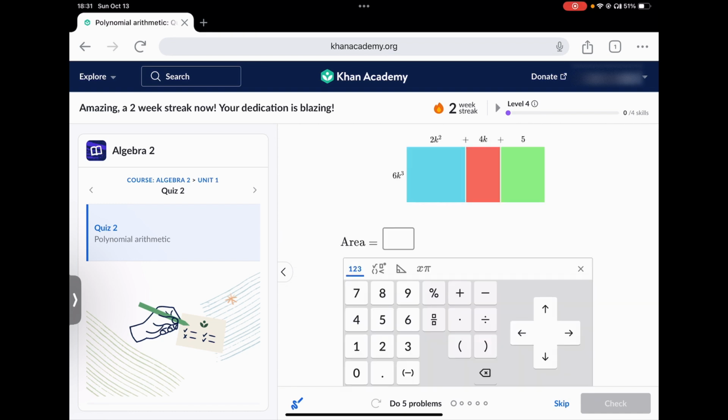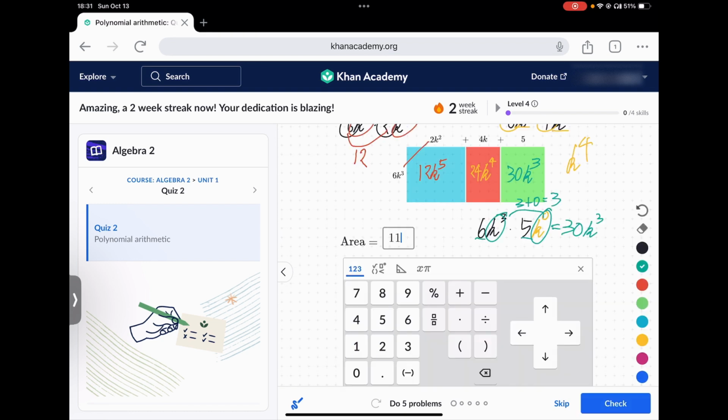So the answer should be 12k to the power of 5 plus 24k to the power of 4 plus 30k cubed.